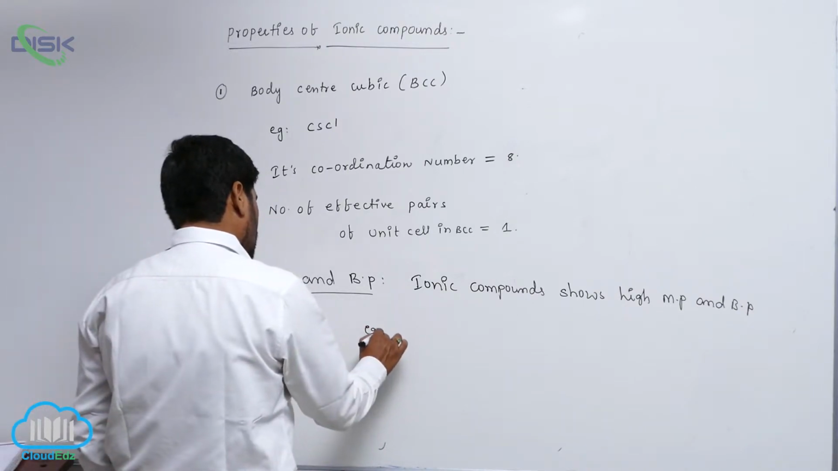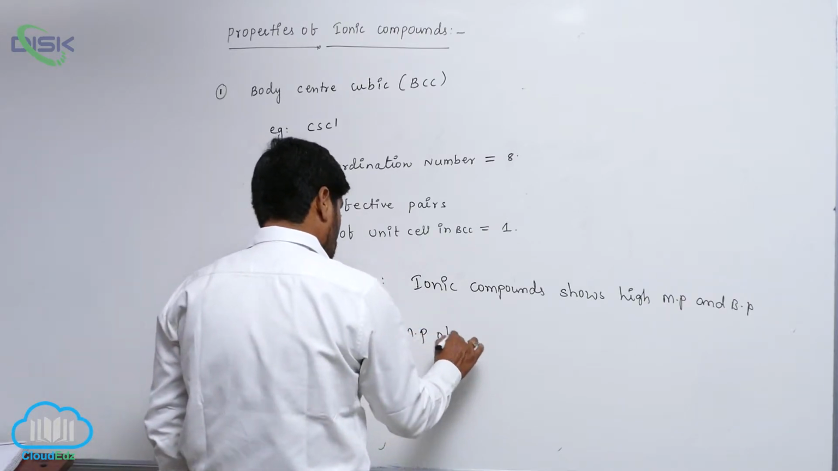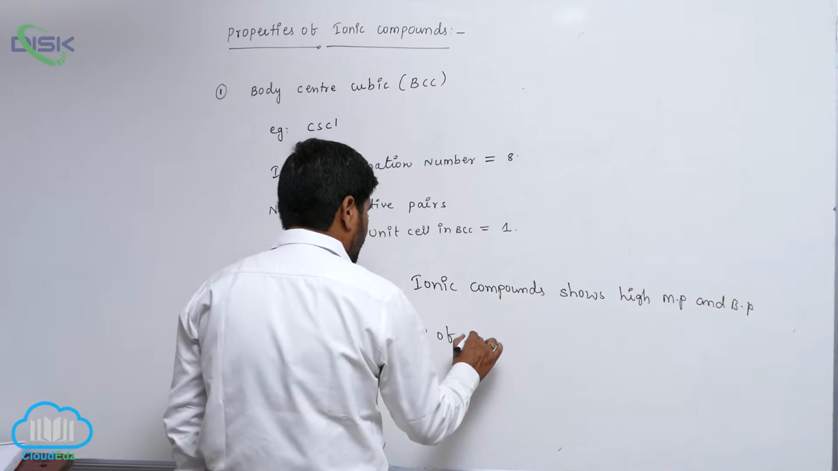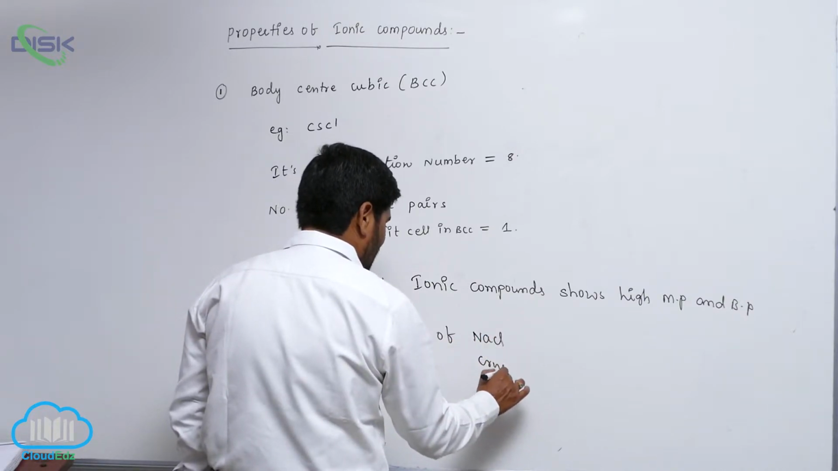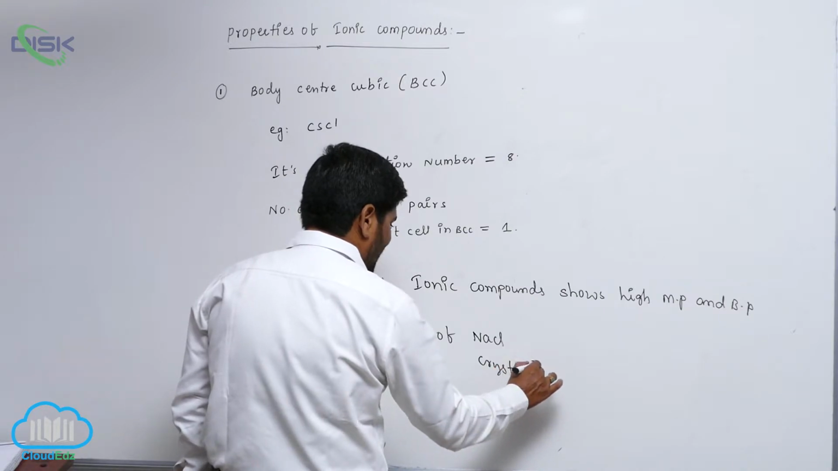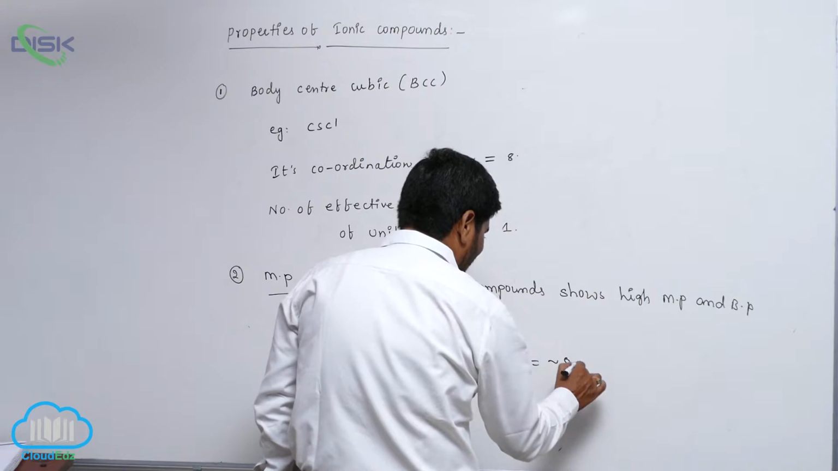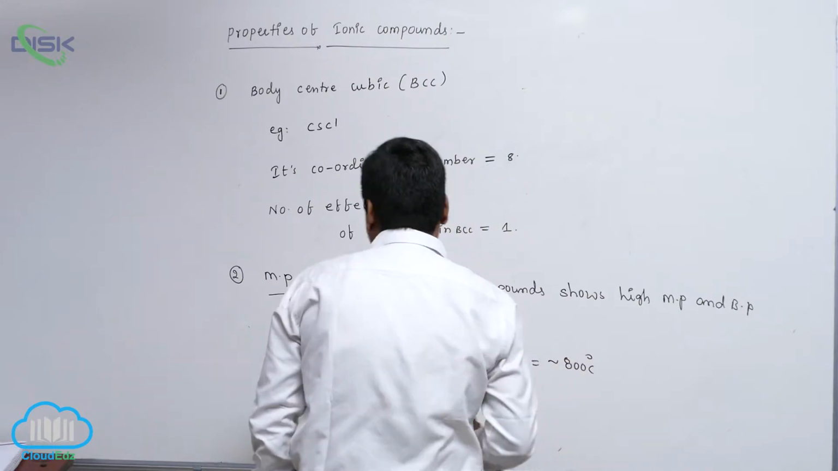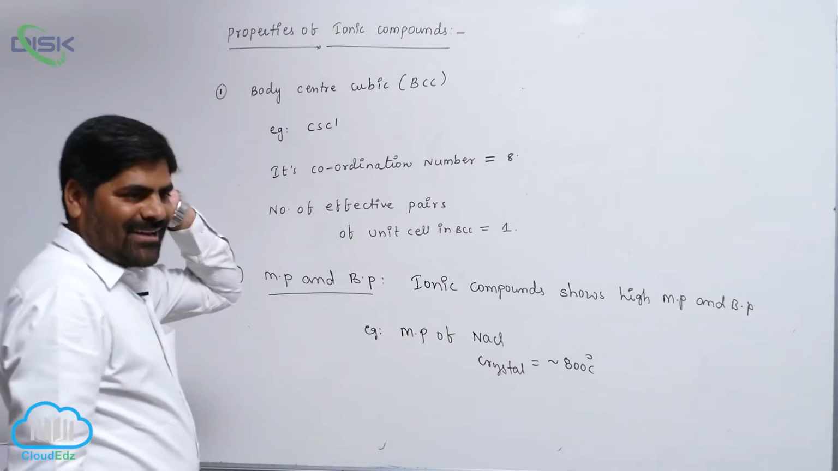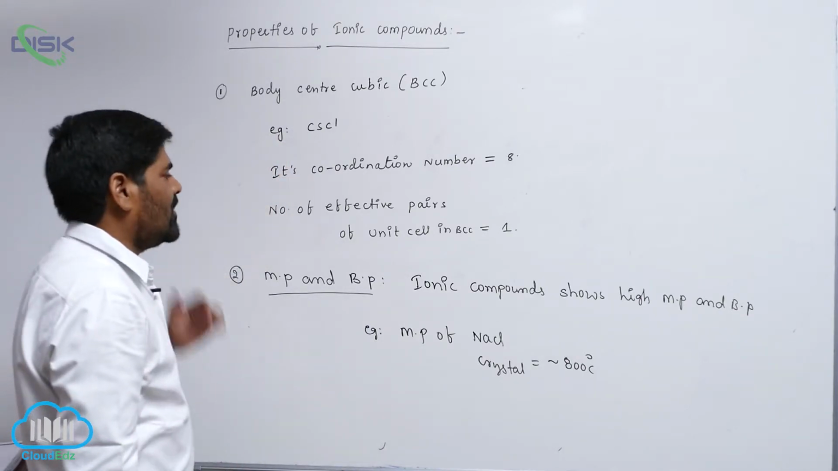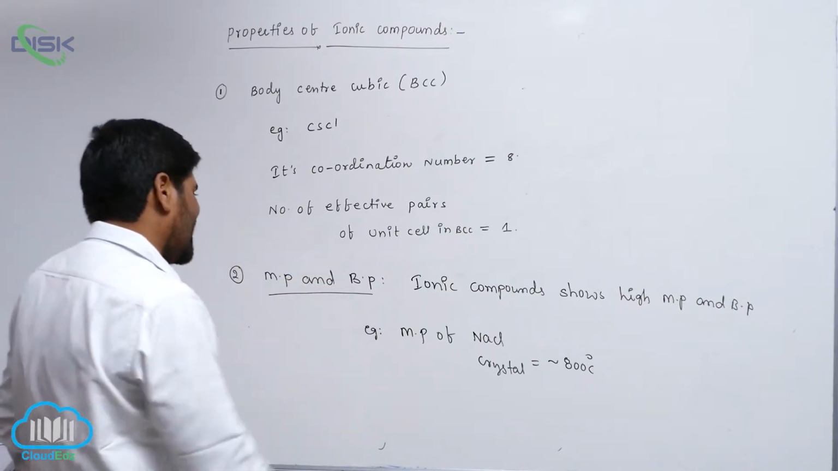For example, the melting point of sodium chloride crystal is approximately 800 degrees centigrade. So the first one is crystalline state. Second one is melting and boiling points of ionic crystals.